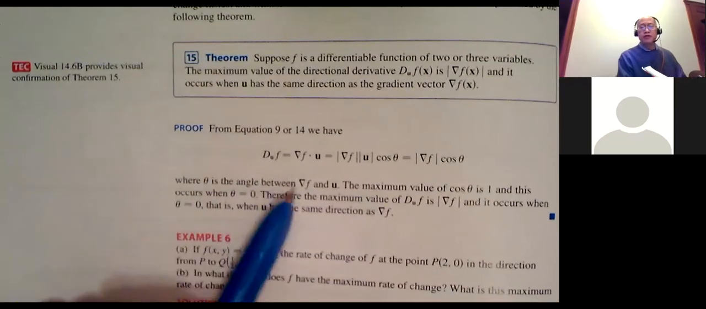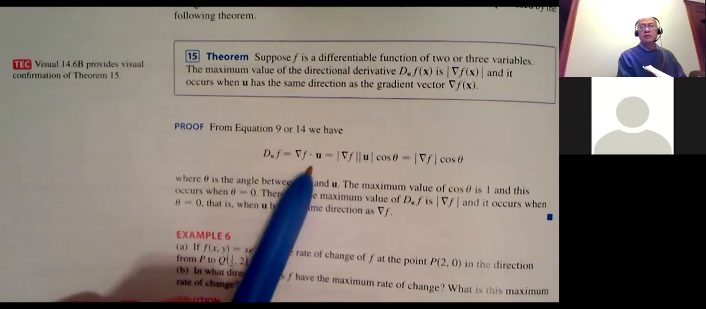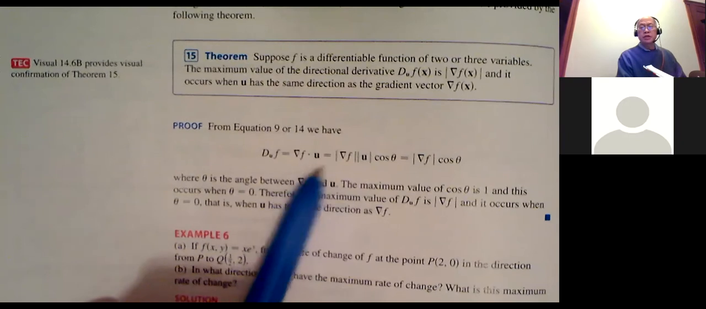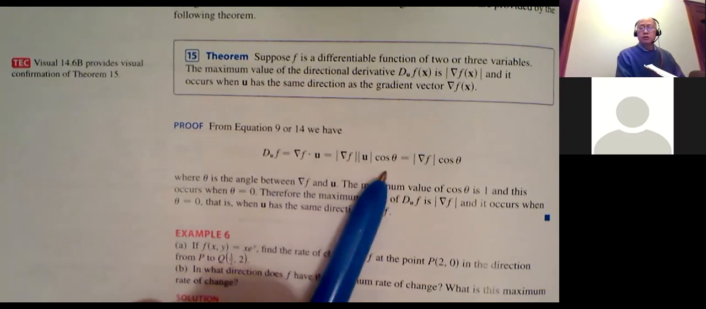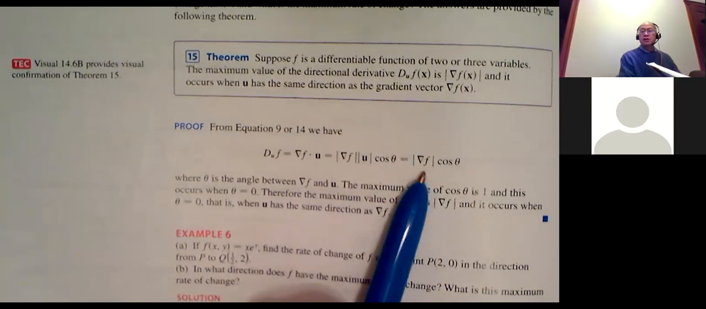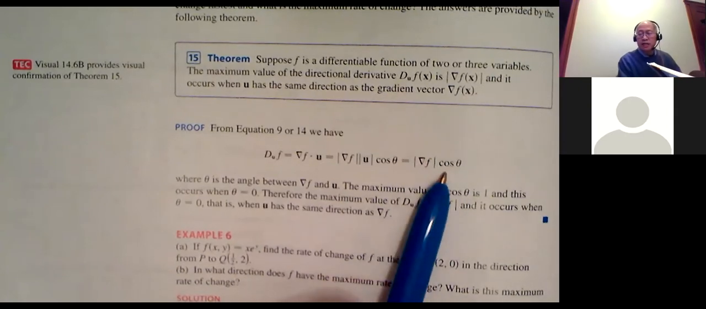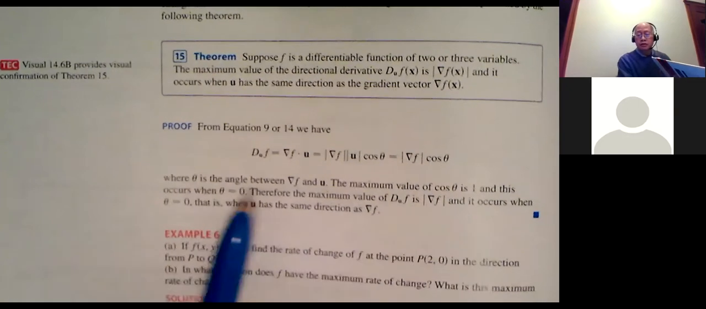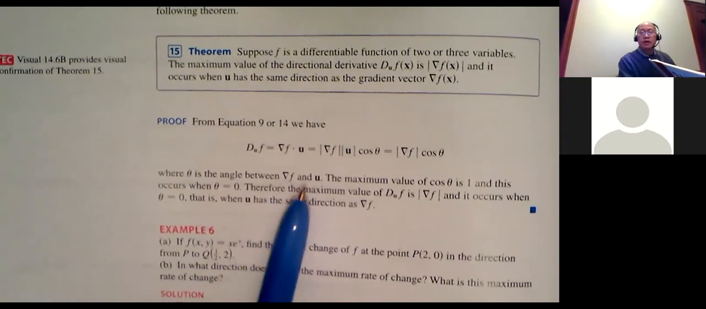They got a little mini proof here. We know that D_u f is del f dot u. And from a long time ago, this can be written as magnitude of del f, magnitude of u, cosine of theta. The magnitude of u is 1, so del f cosine theta. When is this maximized? That's maximized when the cosine of theta is 1. That occurs when theta is 0, the angle between del f and u.